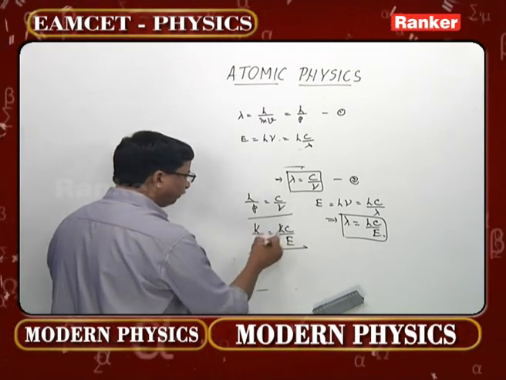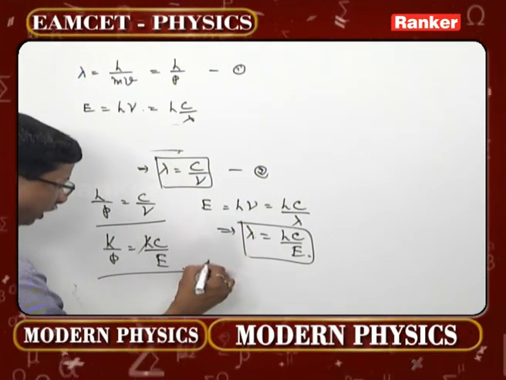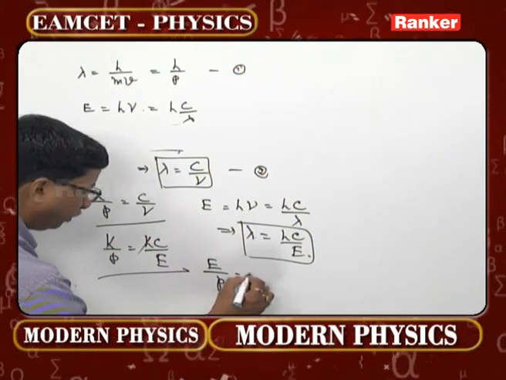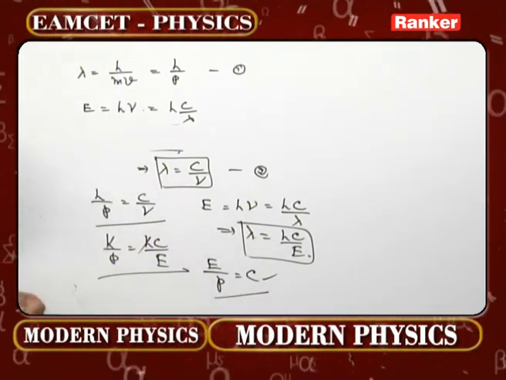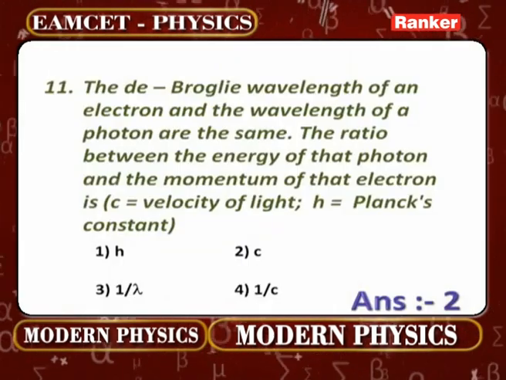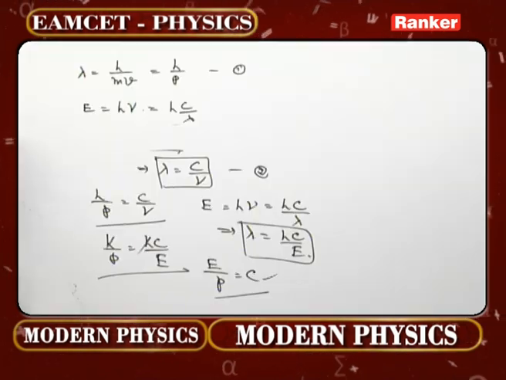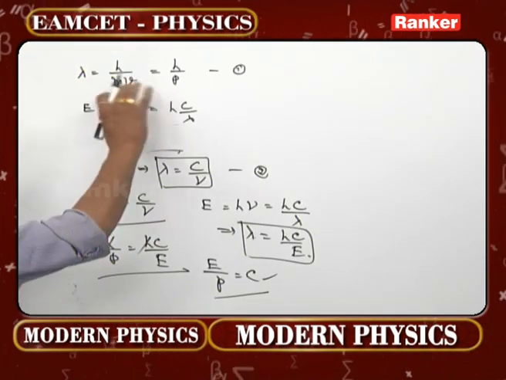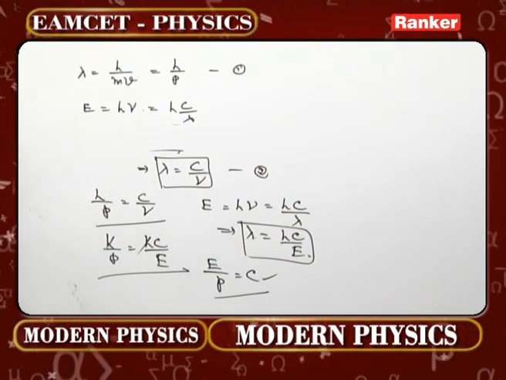Now h gets cancelled. Momentum by energy, or energy by momentum, is it not equal to c? E by p is equal to c. So what will be your answer? It should be equal to the velocity of light. That means the second option is correct for this. But you should be thorough with all these conversions. Only then can you do this type of model.